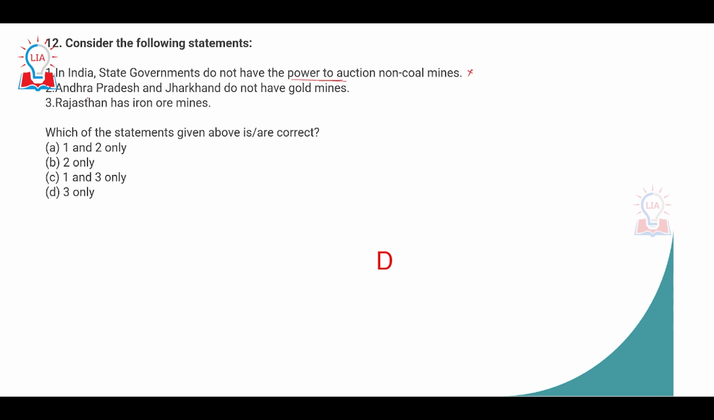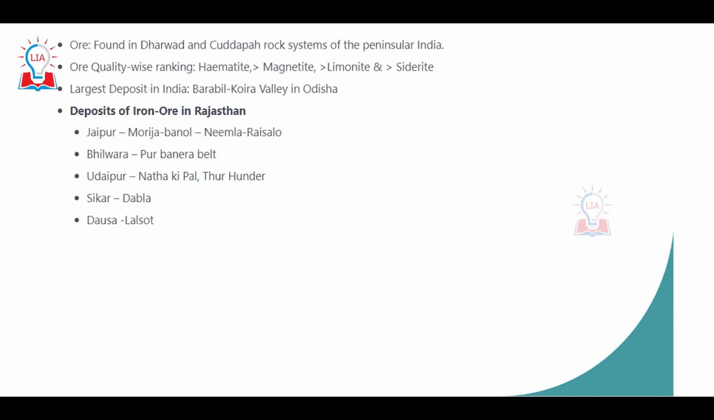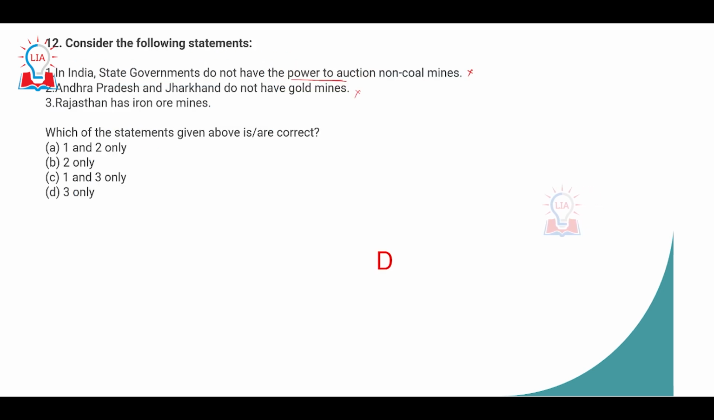Second is that Andhra Pradesh and Jharkhand do not have gold mines. That is an incorrect statement. Actually, the gold mines in Andhra Pradesh are situated in the Anantapur district, and in Jharkhand also, in the Singhbhum district, we have gold mines. So the second statement is also incorrect.